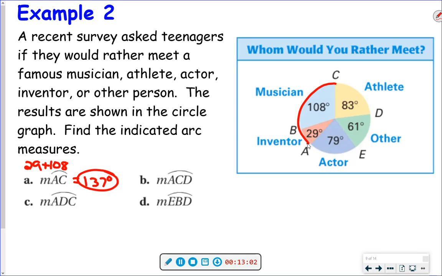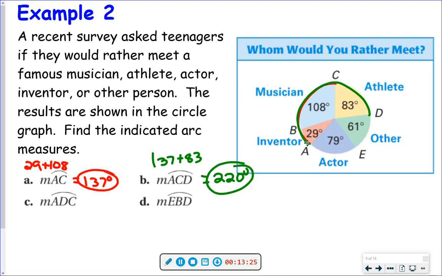All right, let's do D. Major arc ACD. So let's make it easy. It's the red one plus the 83. My red one was the 137. Now I'm just going to add the 83 to it. So total that up. I did it earlier. 220.